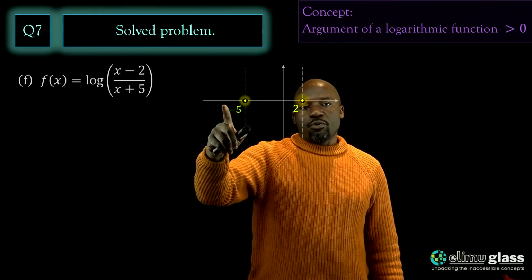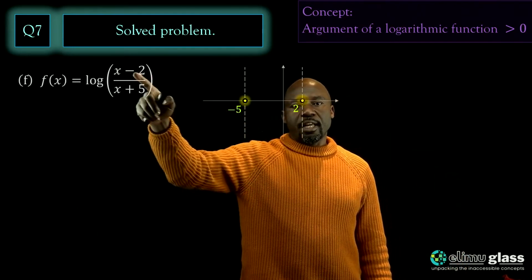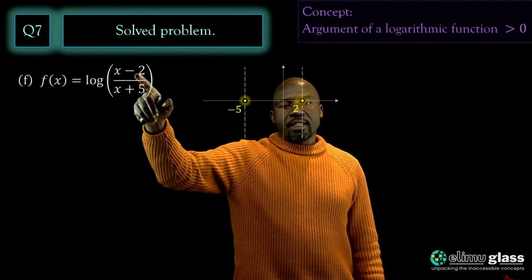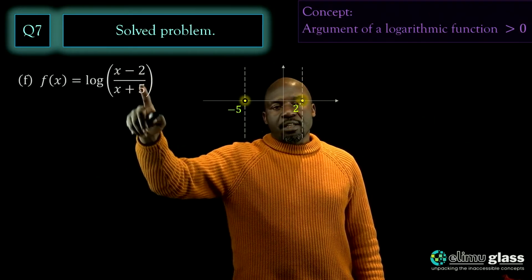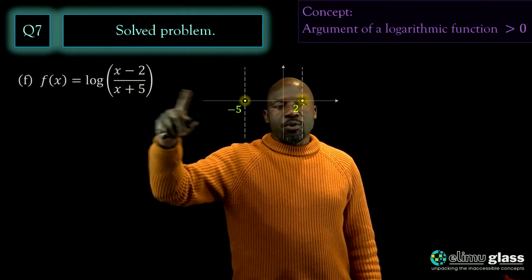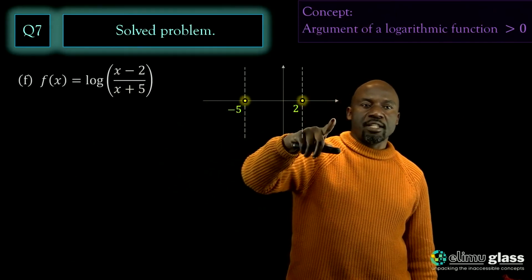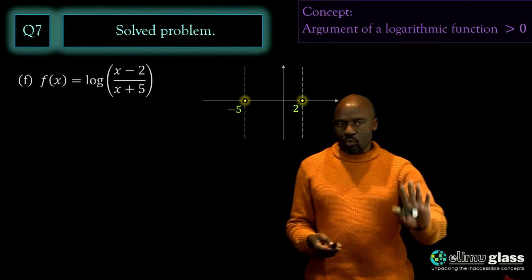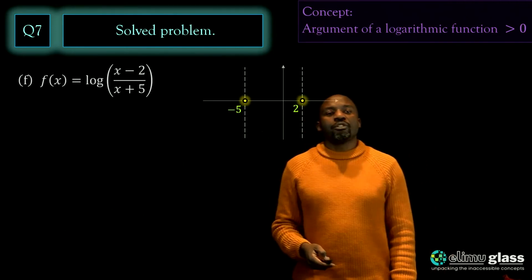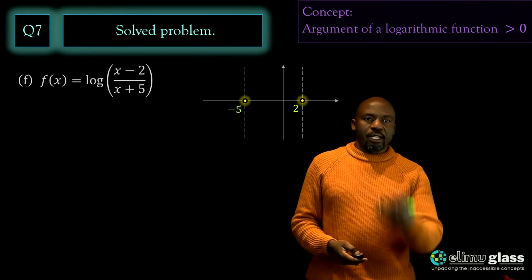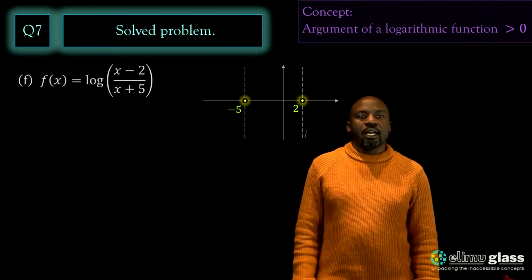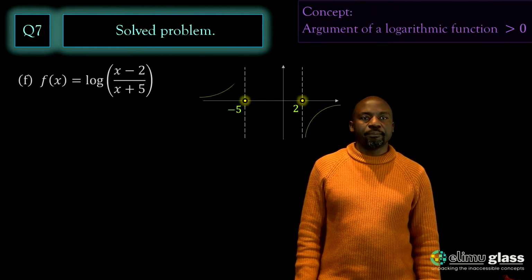On this side, if I put, say, -6 in here, I get -8 over -1. So that's log of +8, which is going to be on the upper side. So I know on this side the graph is above and on this side is below. Those are called sign diagrams, which can wait for now. We don't have to go into them. Use your calculator to see how this graph looks, and it should look like that.